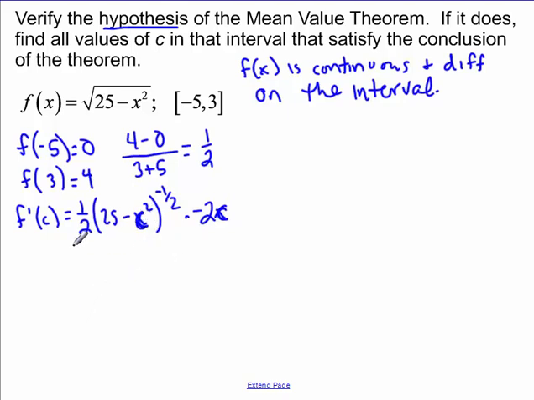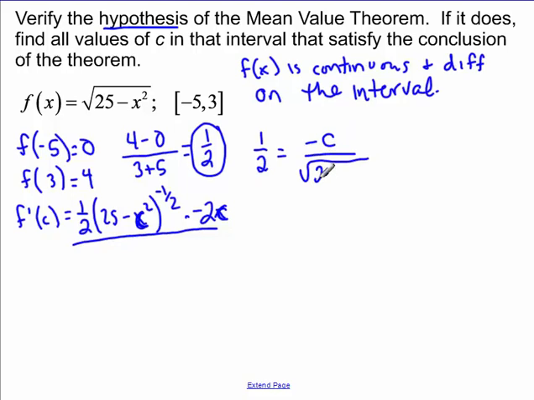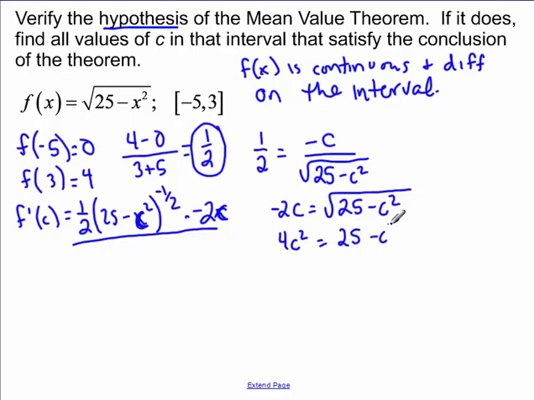Now set your derivative equal to the slope of that secant line. So I have 1/2 equals, now do some simplifying, so the 1/2 and the -2 cancel to just be a -c on top. I have the square root of 25 minus c squared on the bottom. I cross multiply. I square both sides, so I get 4c squared is equal to 25 minus c squared.